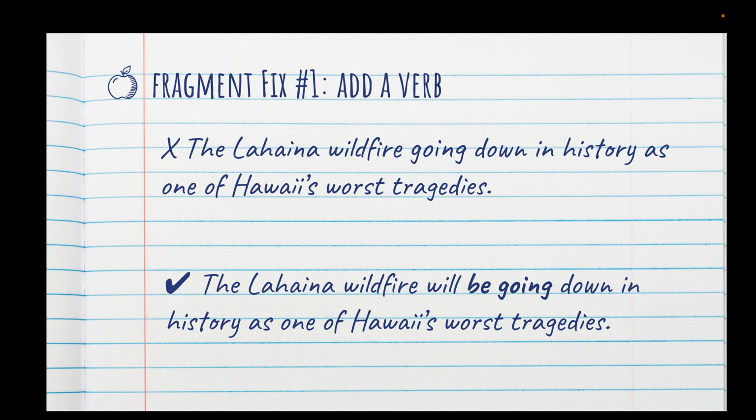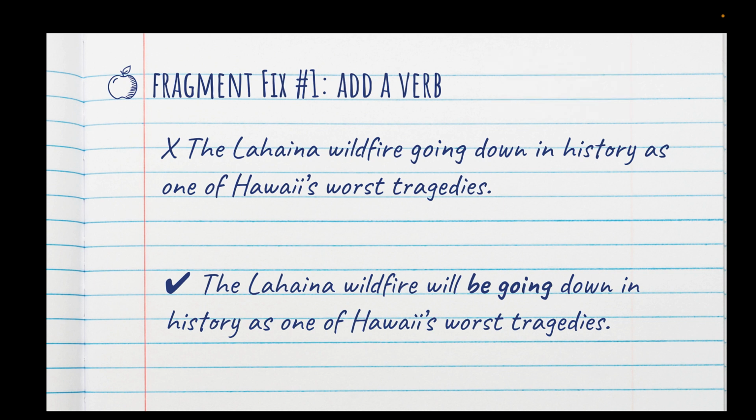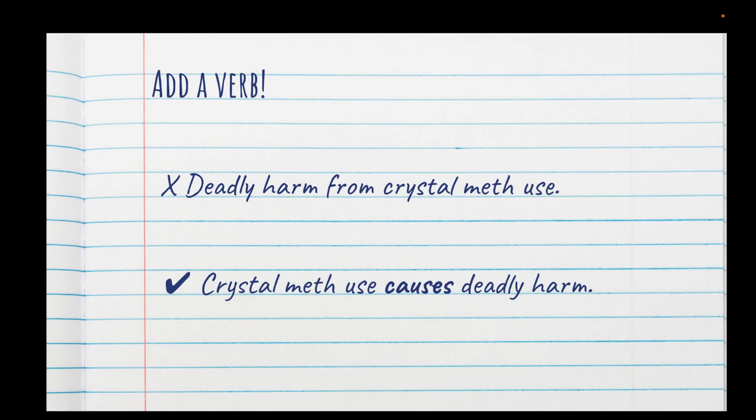Going looks like it could be a verb, but guys, that ing makes it a gerund, and it is a helping verb. It is not the main verb. So we need to add the main verb. The Lahaina wildfire will be going down in history as one of Hawaii's worst tragedies. Will be. We needed to add that main verb. Going, ing, is always just going to be a helping verb.